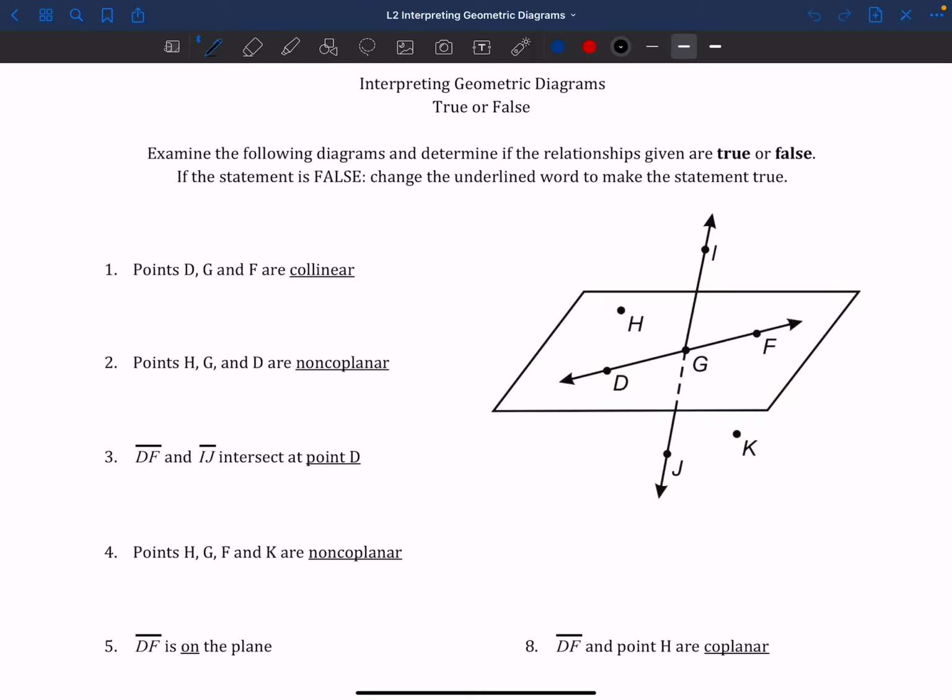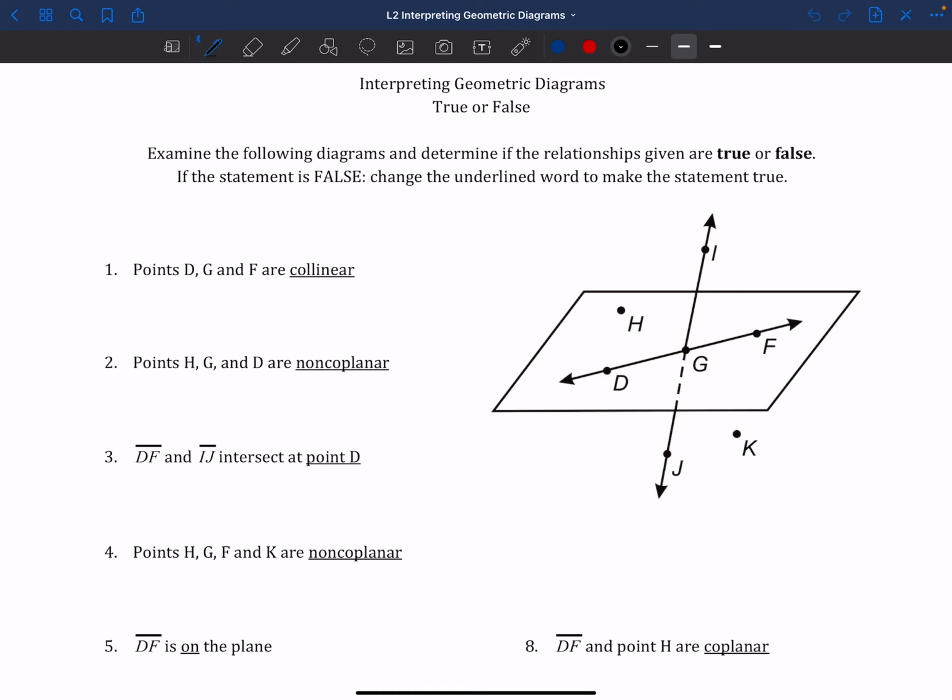Hello. So what we're going to do today is talk about how to interpret geometric diagrams, right? So we've learned about points, lines, and planes, and a little bit of vocabulary that goes with each of those. Today we're going to take a look at some slightly more complicated diagrams than maybe yesterday, or whenever you watched the last one, I guess. And we're going to try and determine if some statements are true or false. So let's just jump right in.